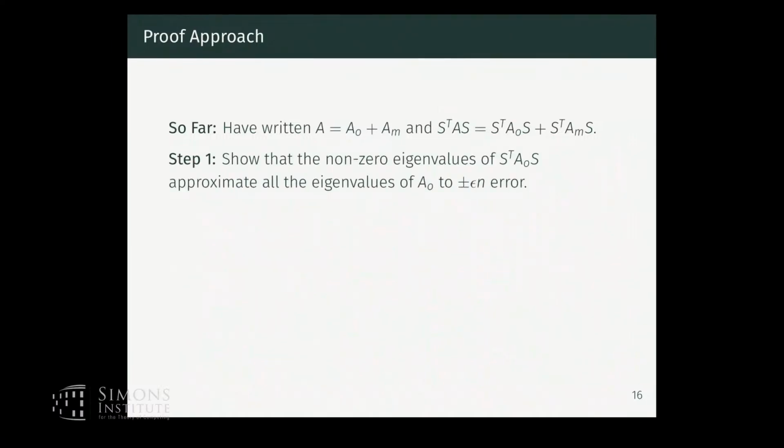My first step is I'm going to show that the non-zero eigenvalues of S transpose A_O S approximate those of A_O to small error. Basically, I preserve the outer eigenvalues. This is going to be the most interesting step of the proof.